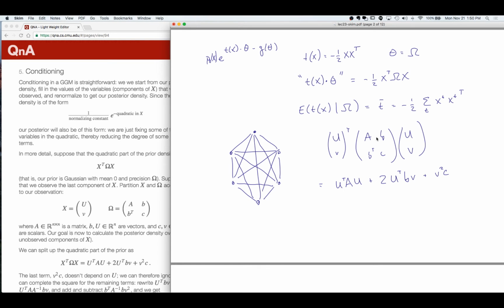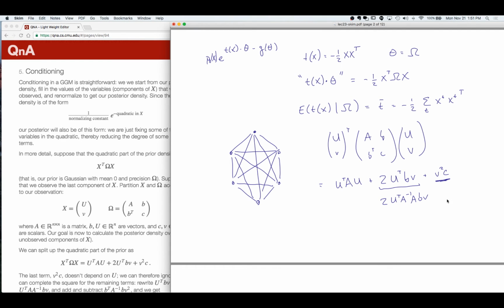Now, this last term right here doesn't depend on u. Remember, we're trying to get the posterior over u, so we can just drop this. It will get absorbed into the normalizing constant. And then for this here, we're going to complete the square. So we can rewrite this term as 2 u transpose A inverse A B v, just multiplying by A inverse A, which is the identity.